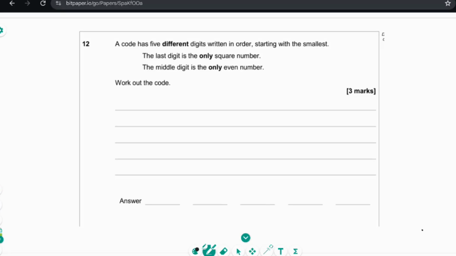A code has 5 different digits written in order, starting with the smallest. The last digit is the only square number, the middle digit is the only even number. Work out the code.